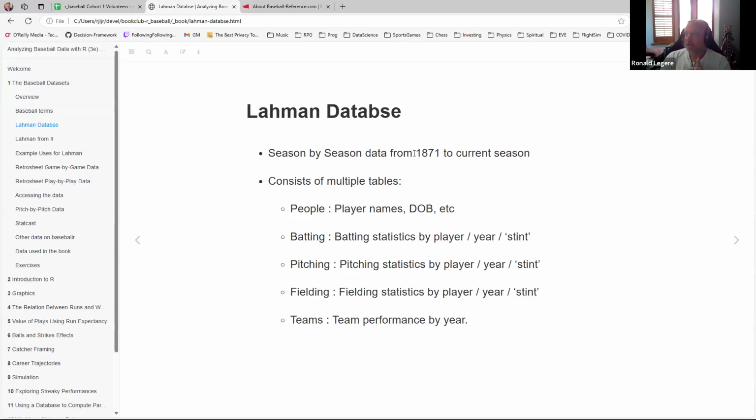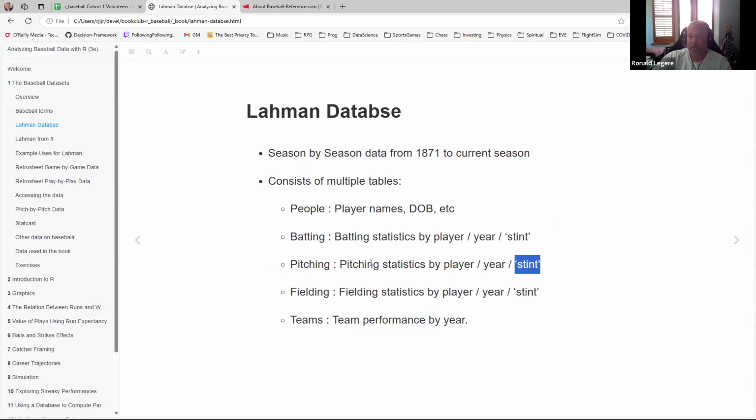And then it also has details of who the players were, what the batting statistics were for the players, what the pitching statistics were for players, and fielding statistics and overall team performance. So these are all for the whole season, not by each game, for example. So you can find out how well Babe Ruth did in pitching in a certain year, but actually, you can find out for a certain stint if he was playing for multiple teams, for example.